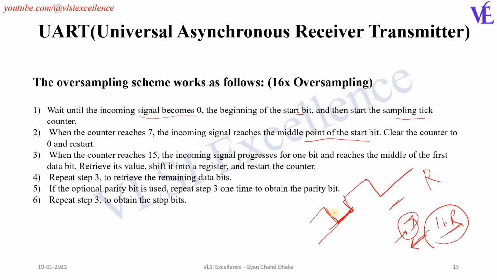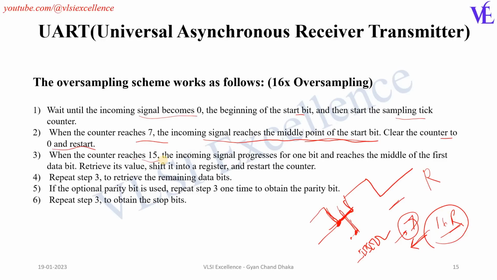As soon as this has become 0, the UART receiver will start the counter. Now the UART receiver is running at a higher baud rate, 16 times that of the UART transmitter. So as soon as the RX line becomes 0, or the start condition happens, the UART receiver starts its counter, and when the counter reaches 7, that is nothing but the mid position of the start bit, right? So when the counter reaches 7, the incoming signal reaches the middle point of the start bit. Now clear the counter to 0 and restart.